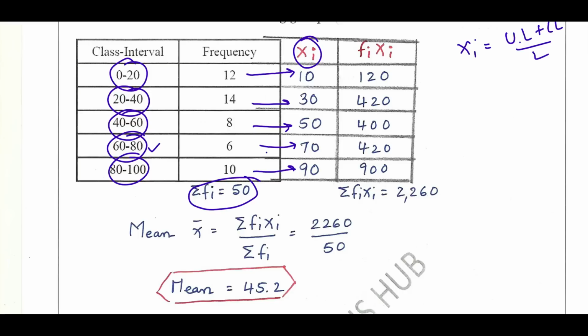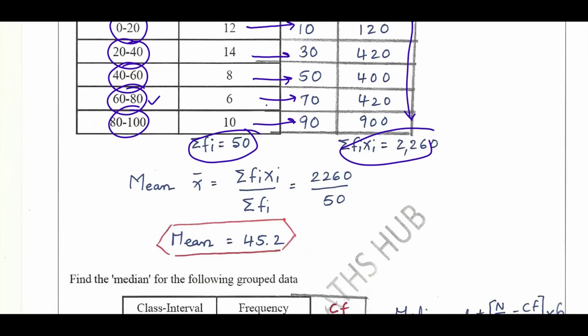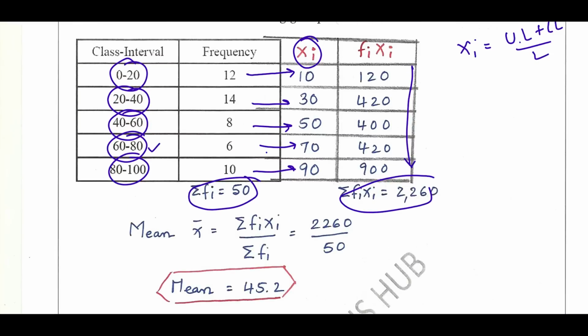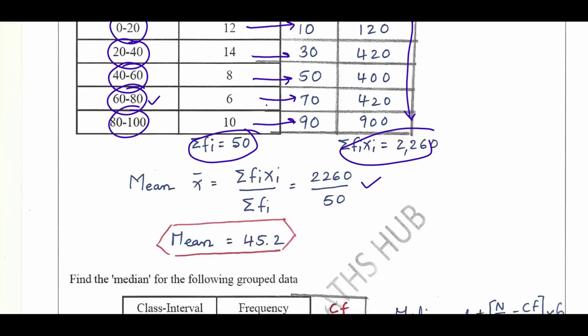Now sigma fi is 50. Add the frequency column. Sigma fi xi, add all these values. We get sigma fi xi equals 2260. Now mean equals sigma fi xi by sigma fi, which is equal to 2260 by 50. The 0 and 0 will cancel out. Dividing 226 by 5, we get 45.2.